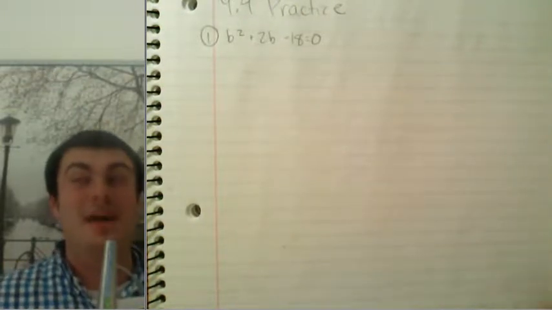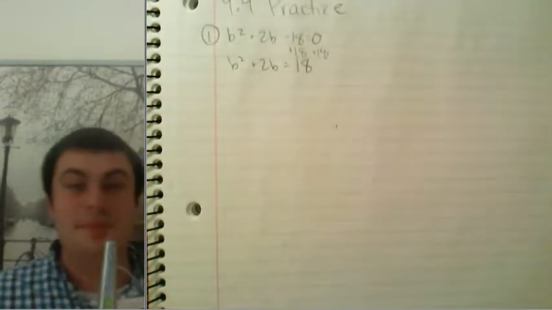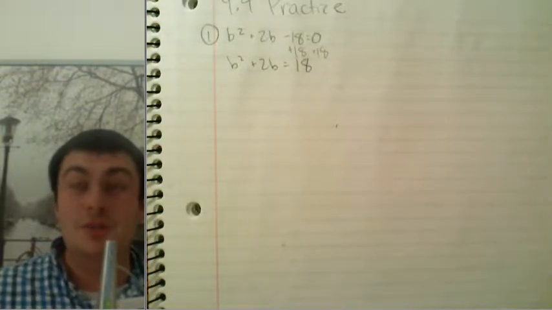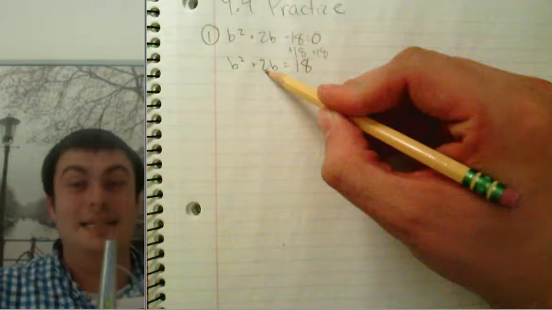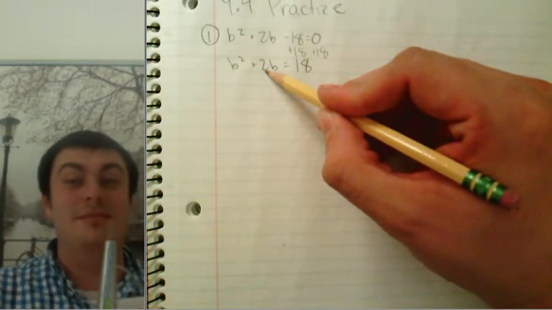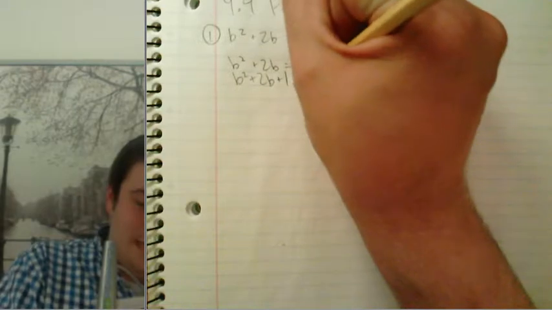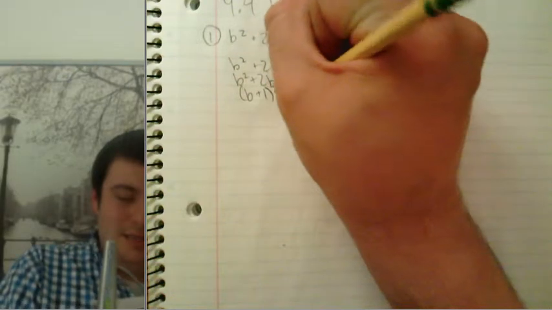So, remember, our first step, we need to arrange so that we have x squared plus bx equaling c. So I'm going to add 18 to both sides and get b squared plus 2b equals 18. Now, my second through fourth step is all that doing the completing the square, where I take b, I take half of it, so 1, I square it, 1, add it to both sides. Here I'll show you that separating out. So we have b squared plus 2b plus 1 equals 18 plus 1. So this is really b plus 1 quantity squared equals 19.